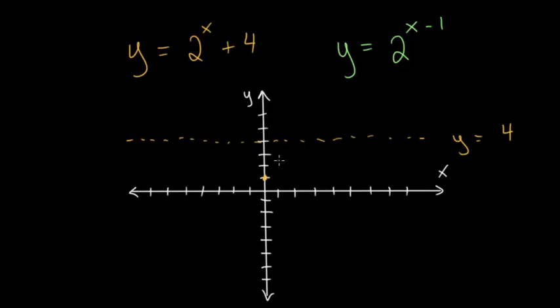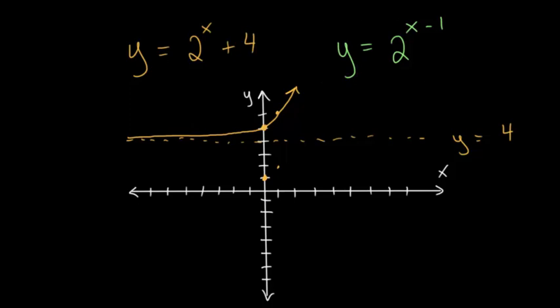Remember, you started with the parent function going through (0, 1), but now you're going to go through (0, 5). And instead of being at (1, 2), you're now going to be at (1, 6). But it's going to be the exact same looking function, it's just shifted.